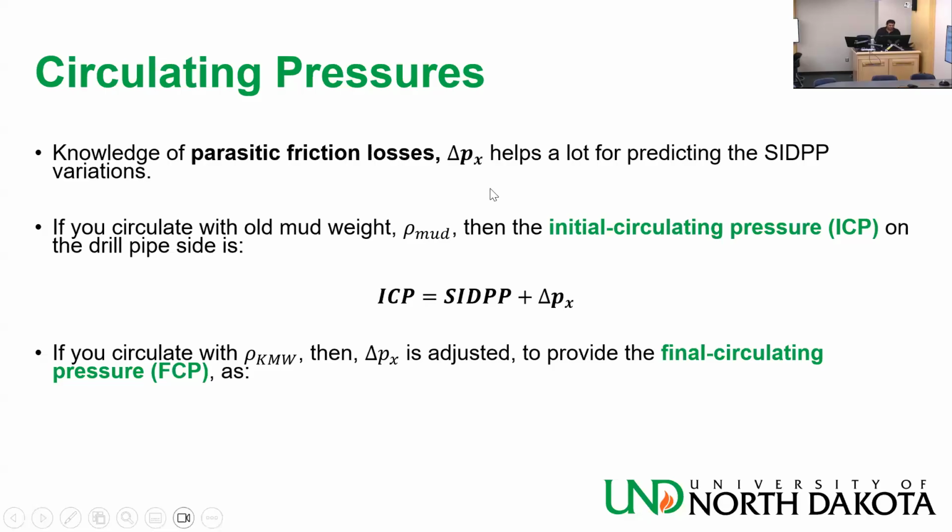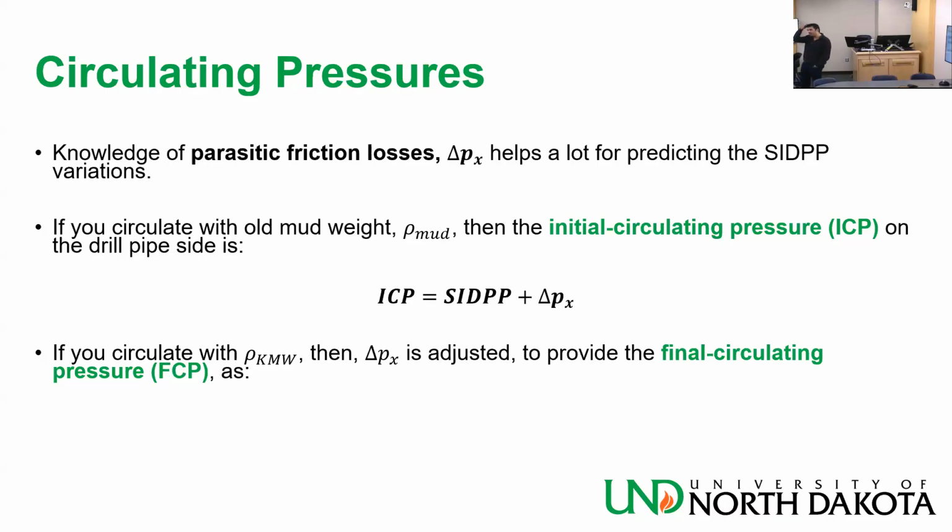Now, if you circulate with kill mud weight, then delta P_x has to be adjusted to provide the final circulating pressure, as we call it. Before you started drilling, before you got the kick, you didn't know that you were going to get a kick. So you didn't know the kill mud weight. You find it now in part A of the project, right? You are calculating now. So you didn't know the parasitic frictional losses at that kill mud weight before you started drilling that section.